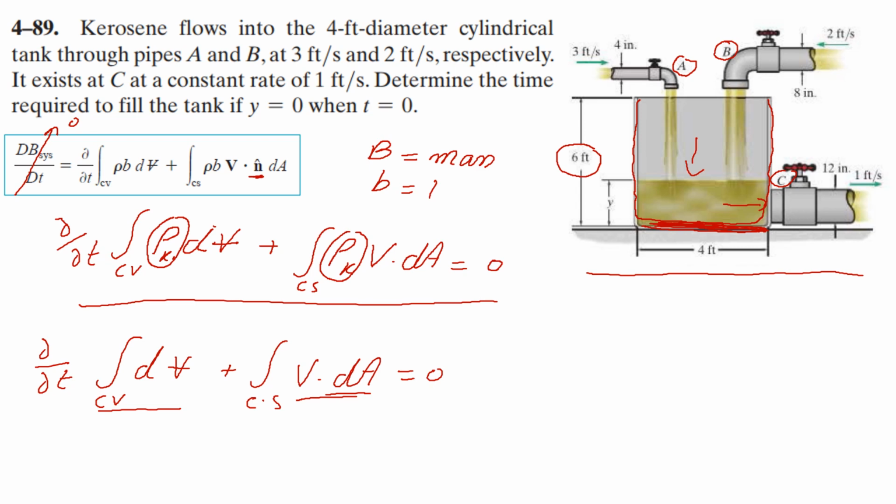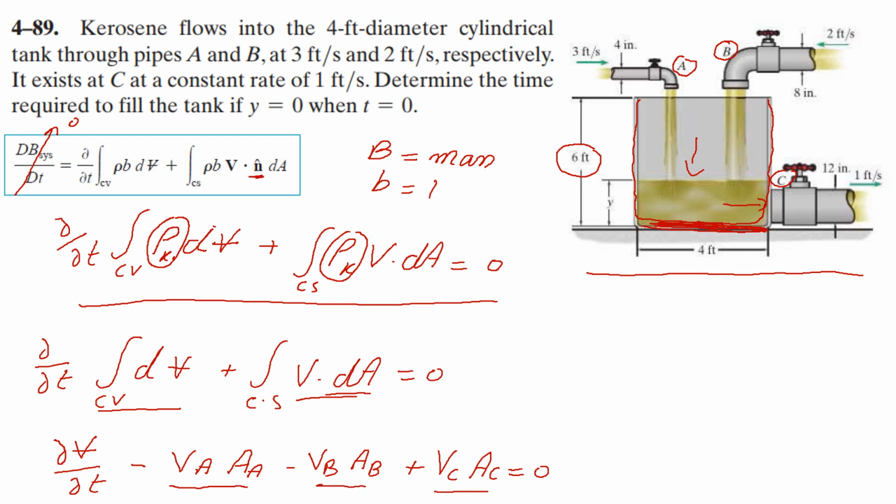So here again, from this integral I will get volume, so partial V over partial t minus VA, velocity at control surface A and area at control surface A, minus VB, velocity at control surface B and area at control surface B, plus velocity at control surface C and area at control surface C, is all equal to 0. Now I can solve these terms for dV by dt because I know all these values.